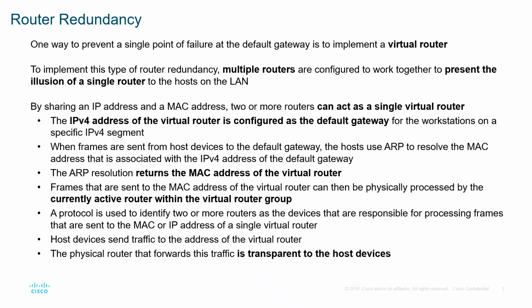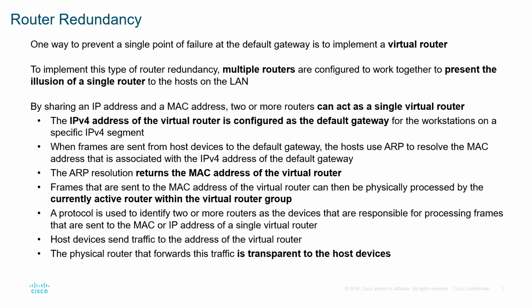When frames are sent from host devices to that default gateway, the hosts use ARP to resolve the MAC address that is associated with the IPv4 address of that default gateway. The ARP will return the MAC address of that virtual router. So frames that are sent to the MAC address of the virtual router can then be physically processed by the actual current active router within that group.